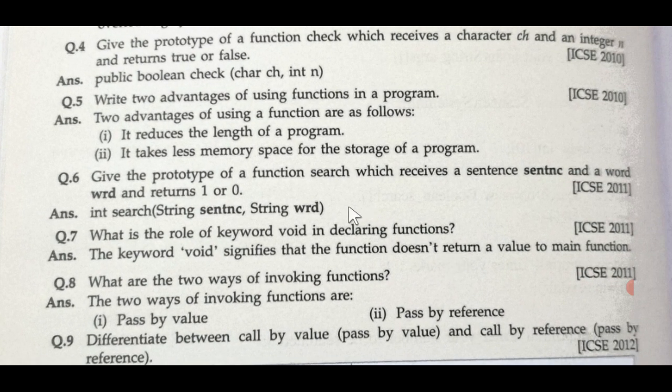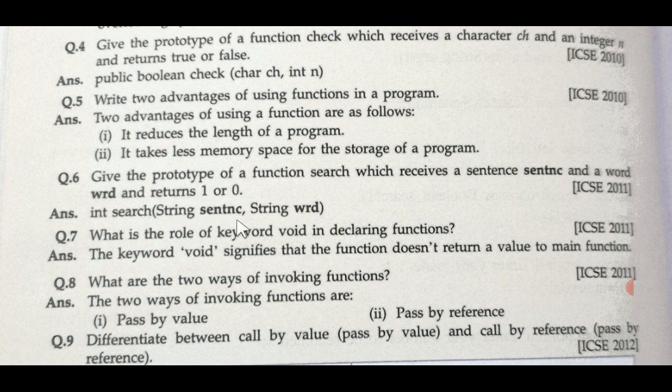Now give the prototype of a function search which receives, again that question in the ICSE 2011, very important. This is function search which receives a sentence. The function name is search, and just check the parameters: a sentence sentnc and a word wrd, and it returns 1 and 0. Returns 1 and 0, that is int type. Int is the return type. The name of the function is search.